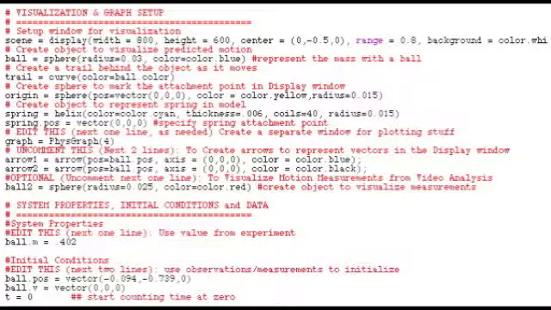The system's initial conditions include the ball's mass, which is 0.402 kilograms, and its initial position obtained from the Tracker data. The initial velocity of the ball was 0, and the initial time was set to 0 as well.